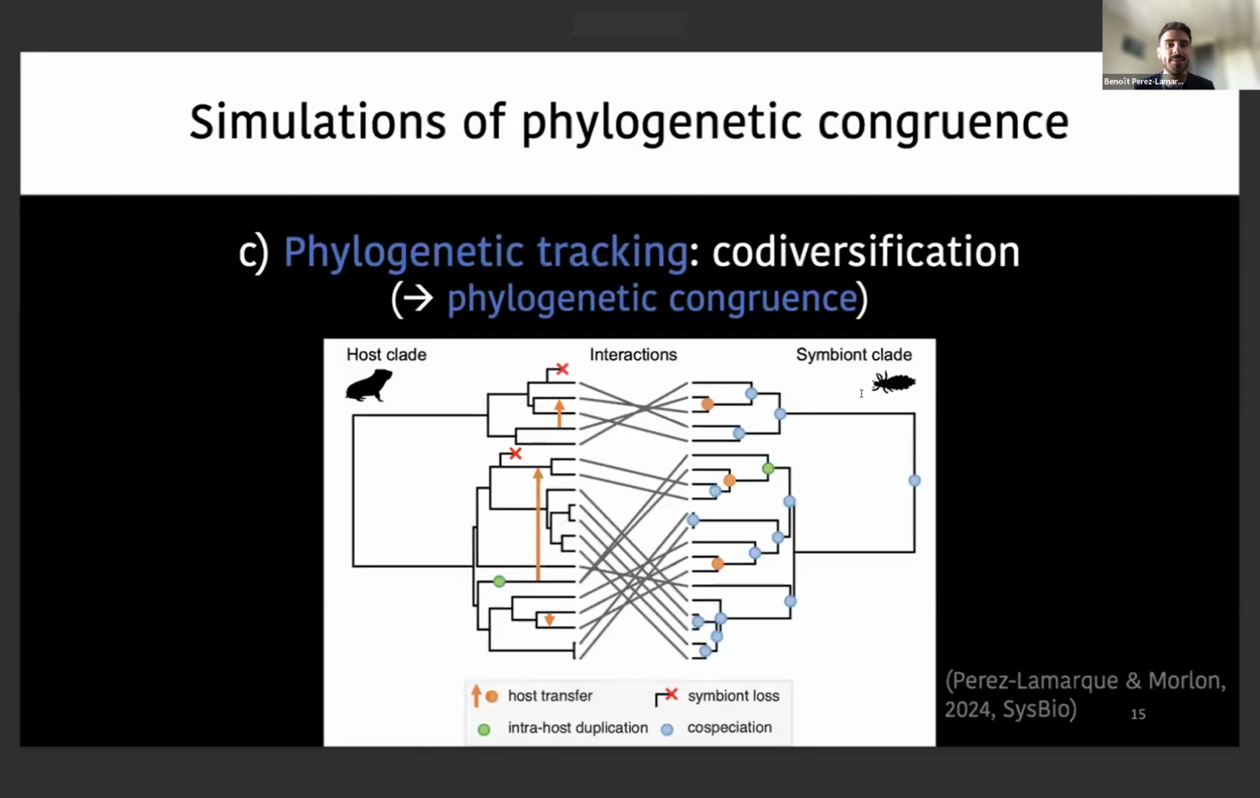And in the third and last scenario, we consider phylogenetic tracking, where we have co-diversification of the host and the symbiont, meaning that the symbionts diversify on the host phylogeny by experiencing events of co-speciation, duplication, losses, and transfer. So we can see that the symbiont clade is very similar to the host clade. There is a match of the two phylogenies. There is phylogenetic congruence in this scenario, and it's the only scenario that generates phylogenetic congruence.